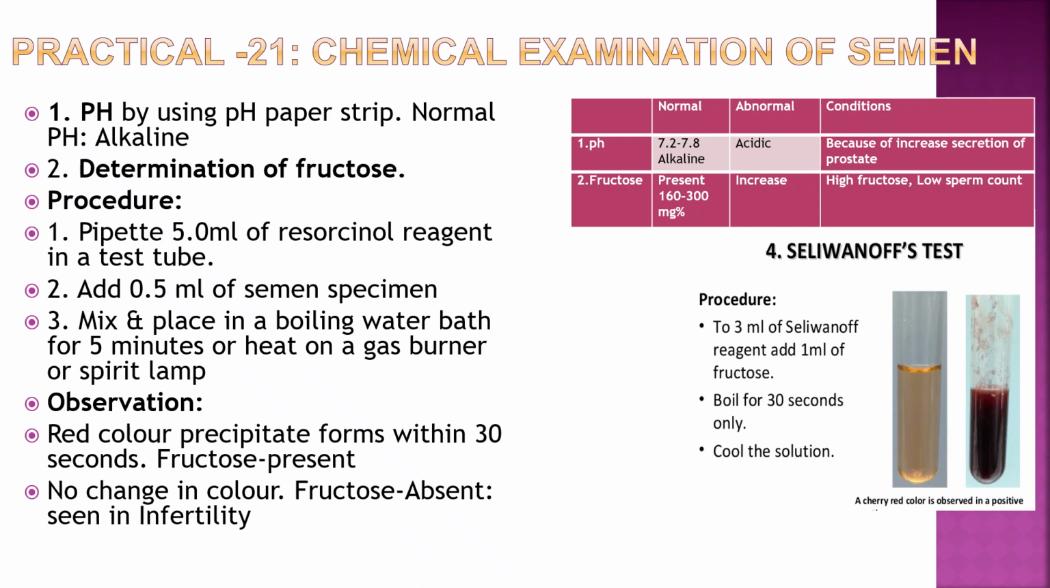Second test is fructose. It is done by taking resorcinol reagent in a test tube, then adding semen and boiling it like Benedict's test, and then waiting for 5 minutes. If a red precipitate forms, then fructose is present. If there is no change in color, that is light red color, fructose is absent, and it is usually seen in infertility. Thank you.